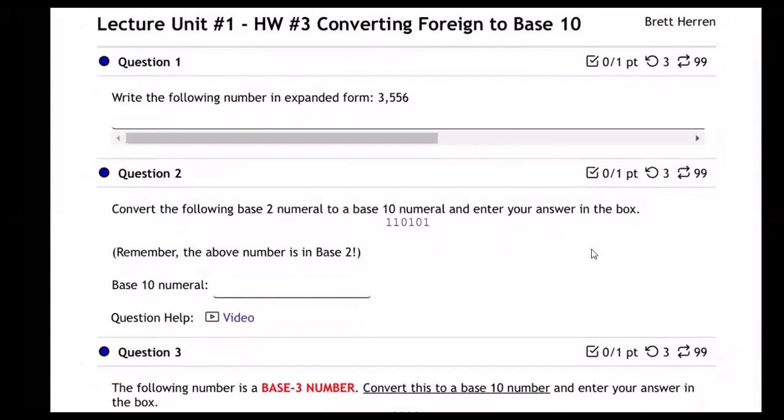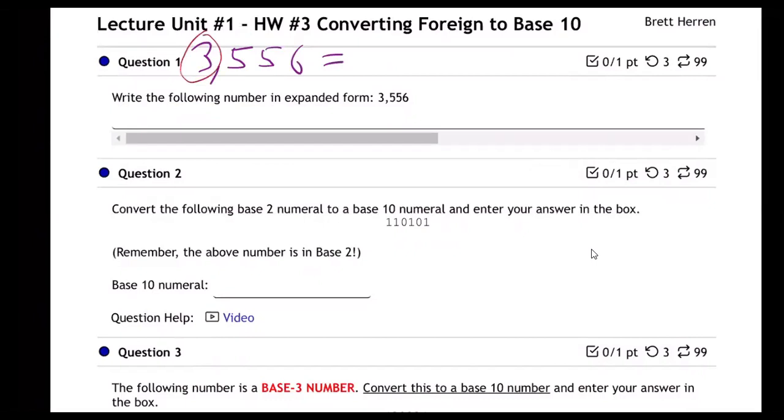3,556. What am I going to do with 3,556? What they're asking me to do is write the following number in expanded form. What do they mean, expanded form? Well, they want me to take 3,556 and write it piece by piece. What do we mean? Start with the 3.